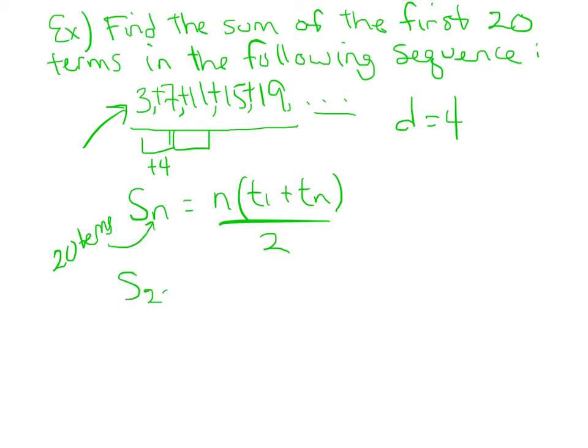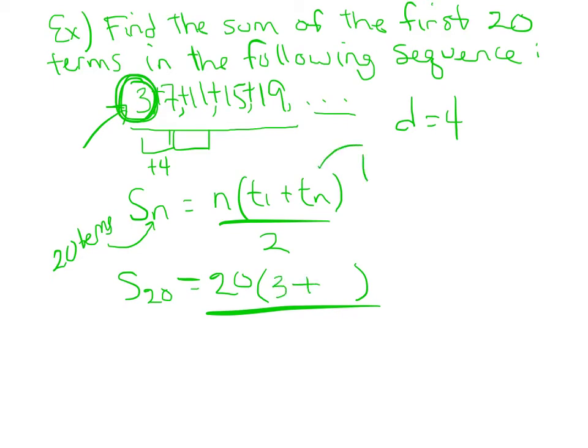So I would write down the sum of the first 20 terms, there's my notation, equals 20 times. I can also fill in my first term because I have that right up here, it's 3. But I can't fill in the last term. In this case, since I want the sum of the first 20 terms, the last term would be the 20th term. I don't have that yet. So we're going to have to go over to the side here and figure out the 20th term.